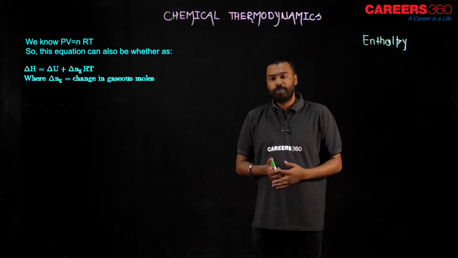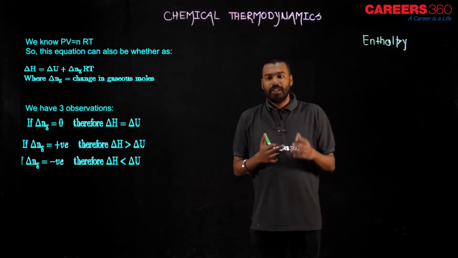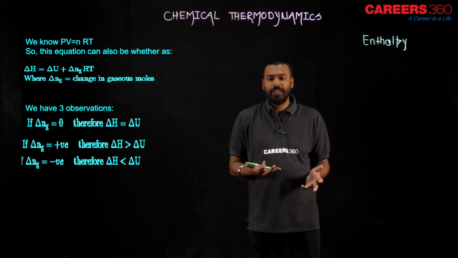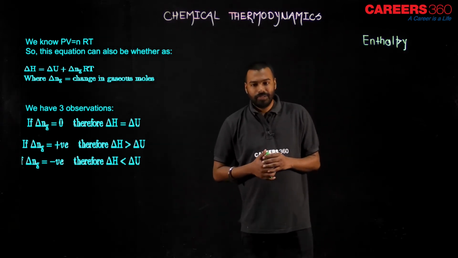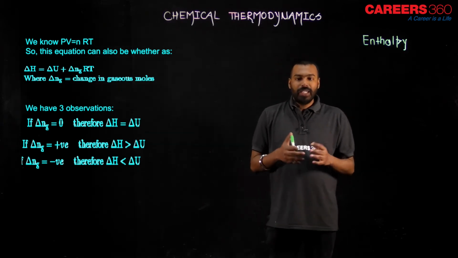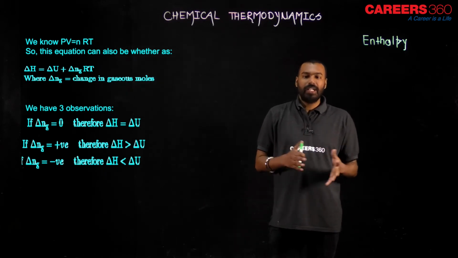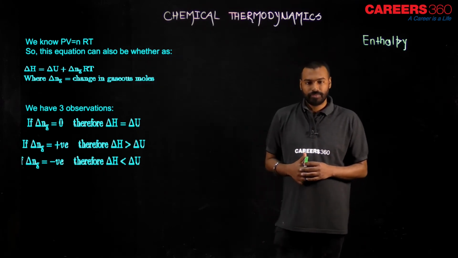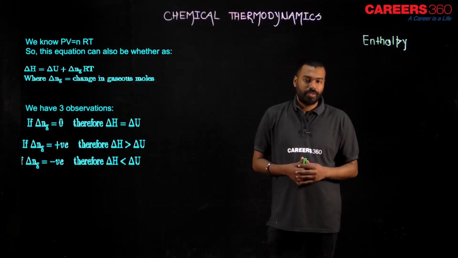Alright. Next point about the enthalpy, like we have three observations. If delta Ng equal to 0, if delta Ng greater than 0, if delta Ng less than 0. Okay. So, if delta Ng equal to 0, then delta H equal to delta U. If delta Ng positive, I mean greater than 0, then delta H greater than delta U. So, this is how we observe three things in this process.